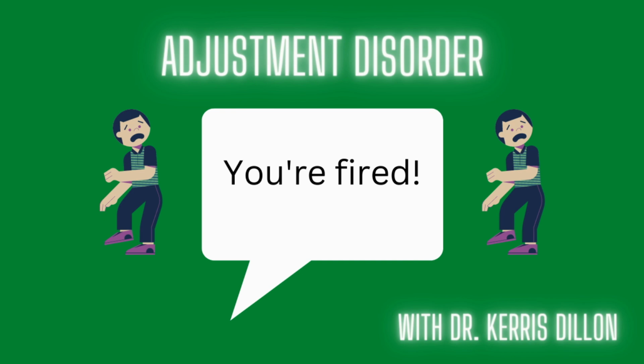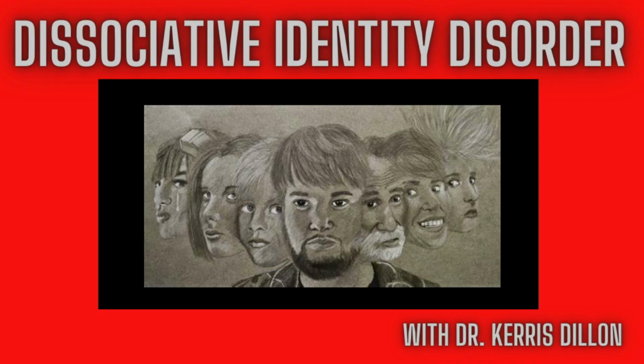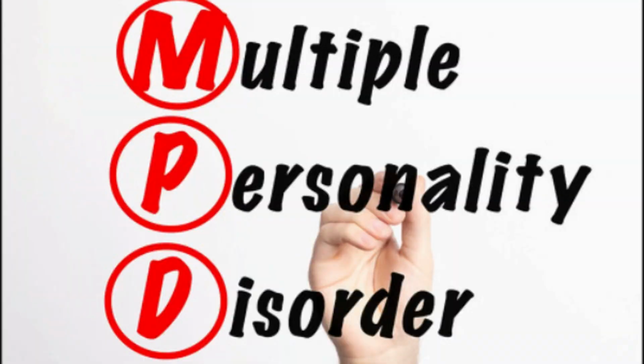In the last video, we described adjustment disorders. In this video, we're going to talk about dissociative identity disorder, which is now known as DID. In the past, you may have heard this called multiple personality disorder, but because of the stigma surrounding this, a new name was chosen, which is dissociative identity disorder.